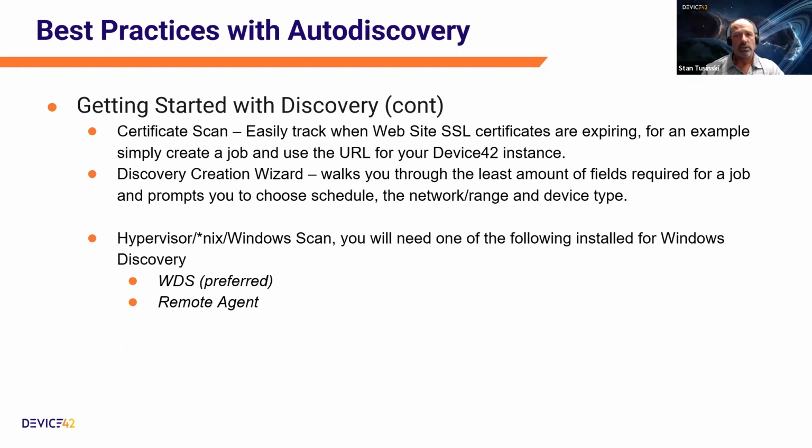For the hypervisors, NIX, and Windows scans, you'll need one of the following installed for Windows Discovery: the Windows Discovery Service, which is preferred, or the remote agent, which would be installed on the Windows system itself. That's configured using Windows Task Scheduler to run the command, which will in turn send all of the data directly to the remote collector or the main appliance.